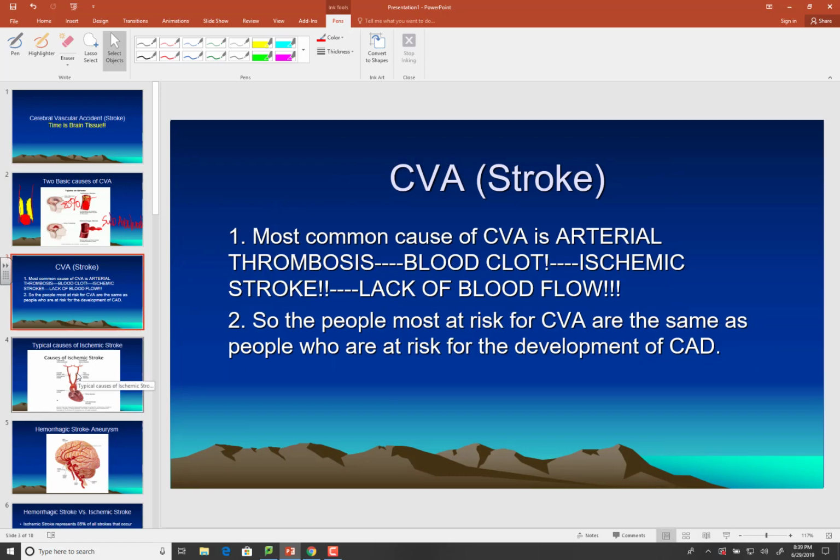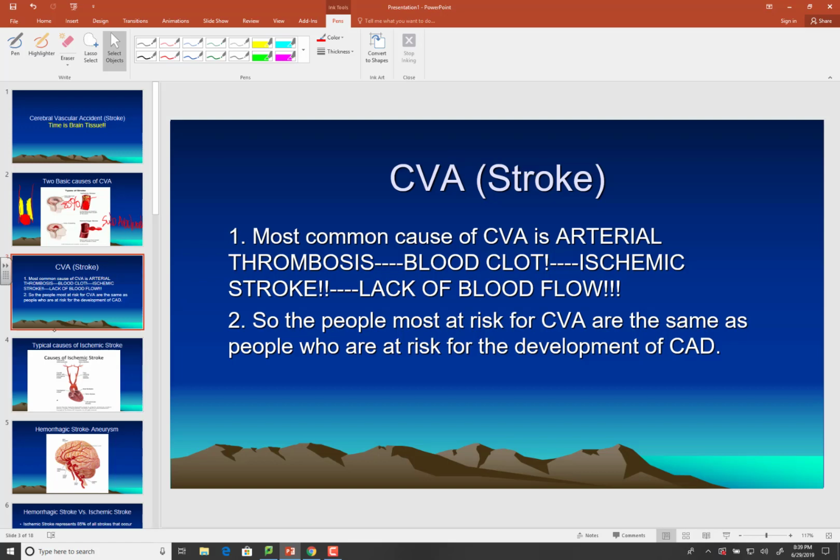And again, people who are at risk for stroke are also at risk for coronary artery disease. So the risk factors for buildup of plaque in your heart are identical to those for people who have buildup of plaque in their cerebral arteries.